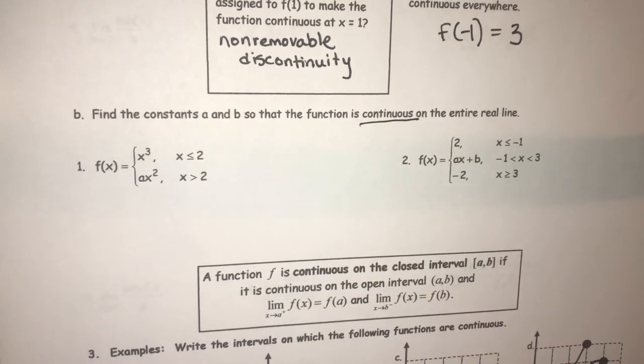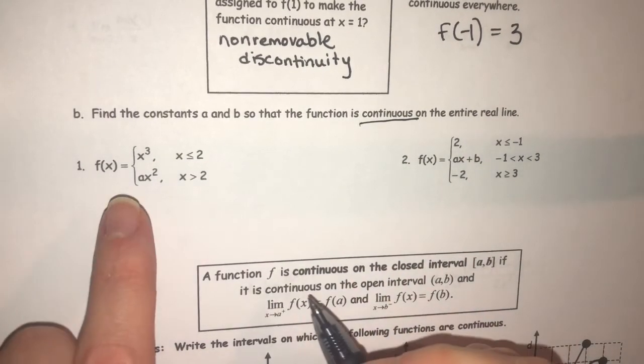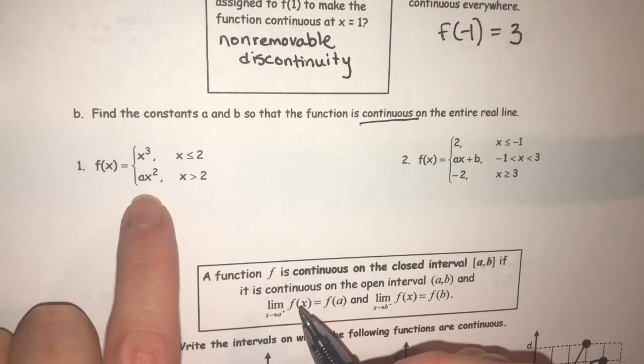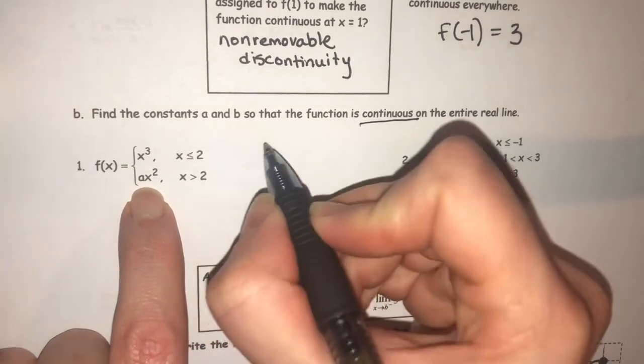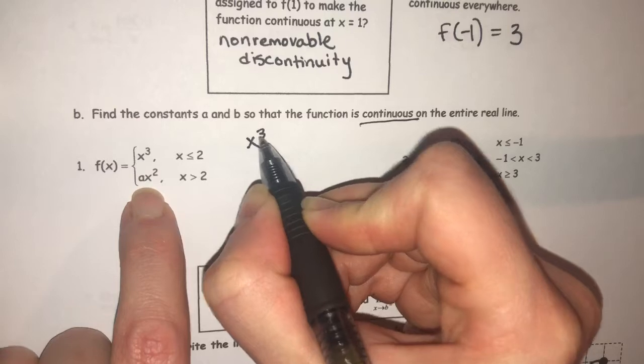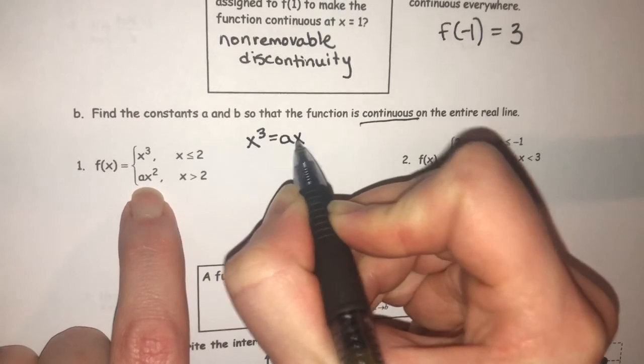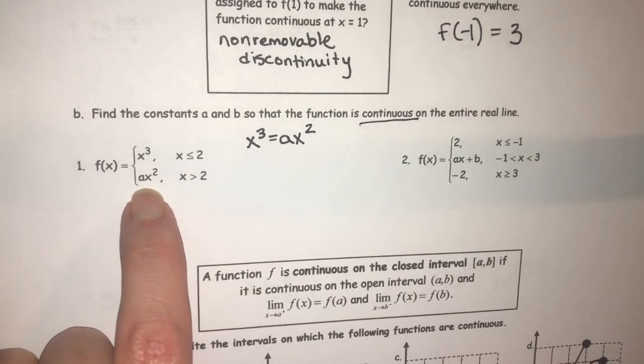We want it all to be connected, okay? So I want the y value here to equal the y value here. So I want x cubed to equal ax squared. And where do they need to meet? Where do they need to be equal?